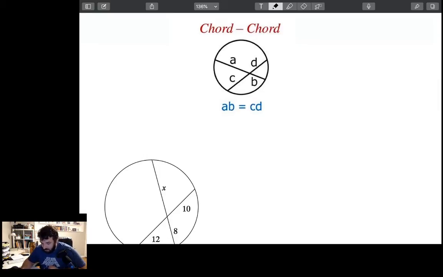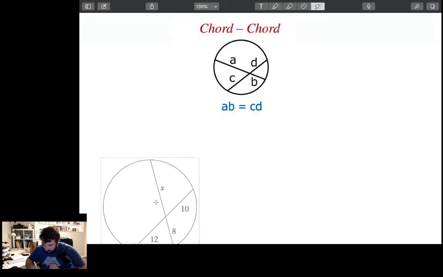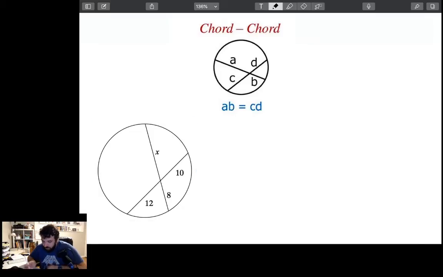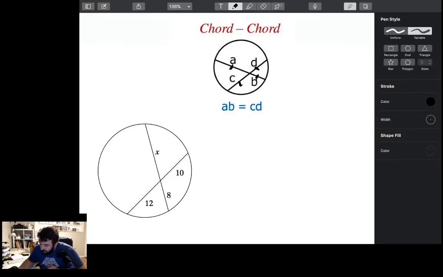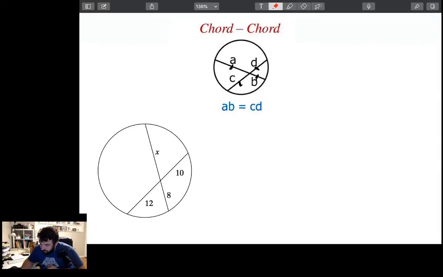Let's get started. We're going to talk first about what happens when two chords or a secant and secant intersect inside of the circle. That's going to look just about like this. So I've got two segments. We'll label those A and B. We've got the other two on C and D. The important thing to know here is that A and B are on the same segment and C and D are on the same segment. So it doesn't matter which ones get the A and B, C and D, so long as A and B are on the same segment and C and D are on the same segment.